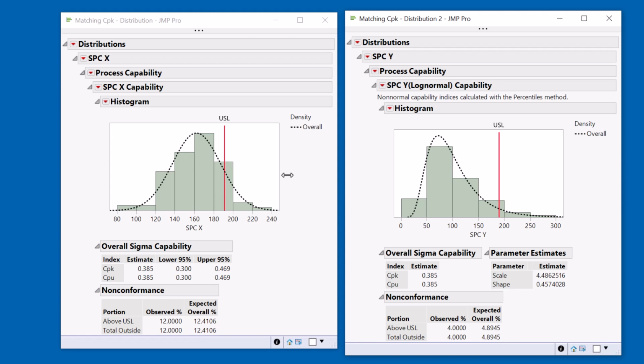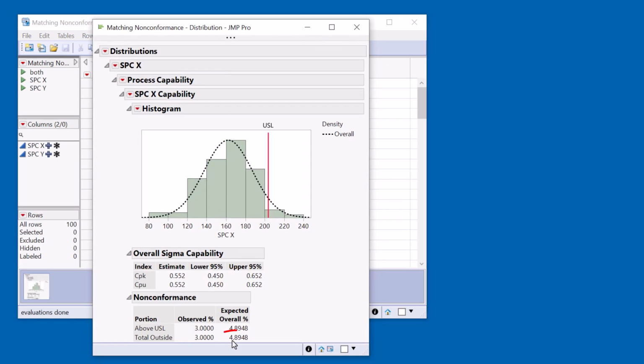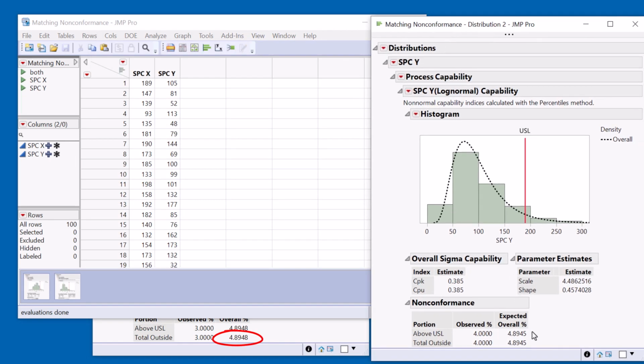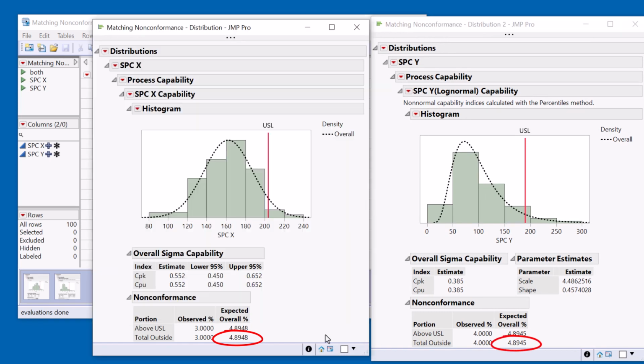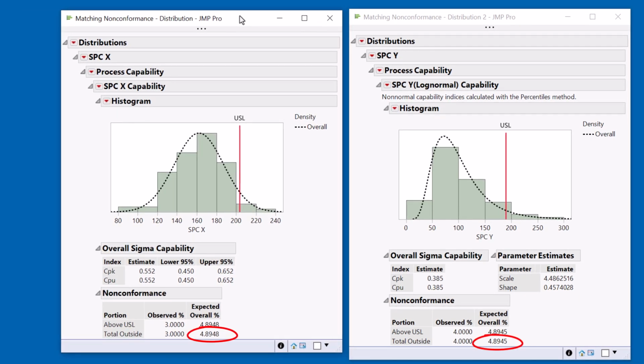Let me give you another illustration of this. For these data, SPCX has a non-conformance rate of about 4.9%, and SPCY has got the same non-conformance rate, 4.89. So both of these have the same level of process performance, but the normal distribution has a CPK of 0.55, whereas the log normal distribution only has a CPK of 0.385. So the same performance for the process results in different capability indices, and that just doesn't feel right, and it doesn't make sense if you're driving engineering decisions. So what's the solution to this?